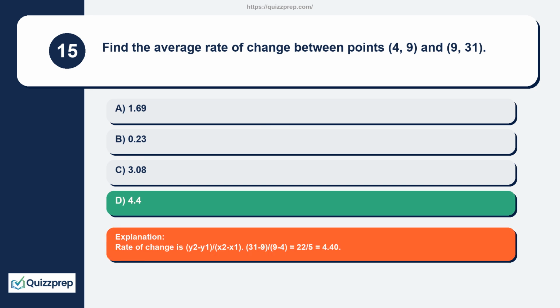Rate of change is (y2 - y1) / (x2 - x1). (31 - 9) / (9 - 4) equals 22/5 equals 4.40.